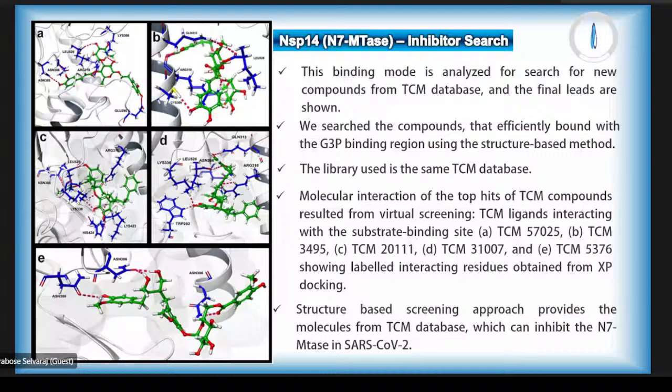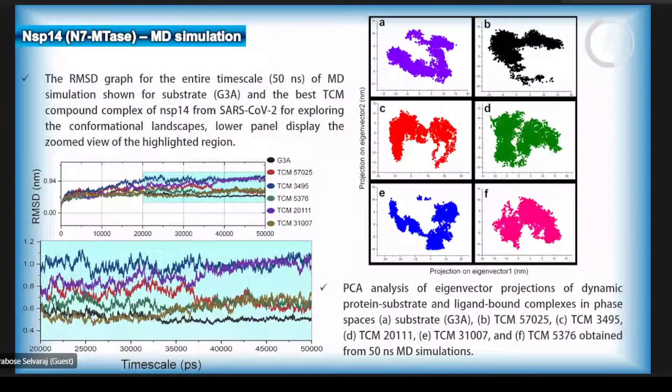We have checked with molecular dynamics also how the particular protein behaves with a cofactor, how it is simulating with the molecules, and whether any shift is seen. We have found that none of the molecules is ejected. So we found that these molecules have a strong interaction pattern and are stable in dynamic condition.